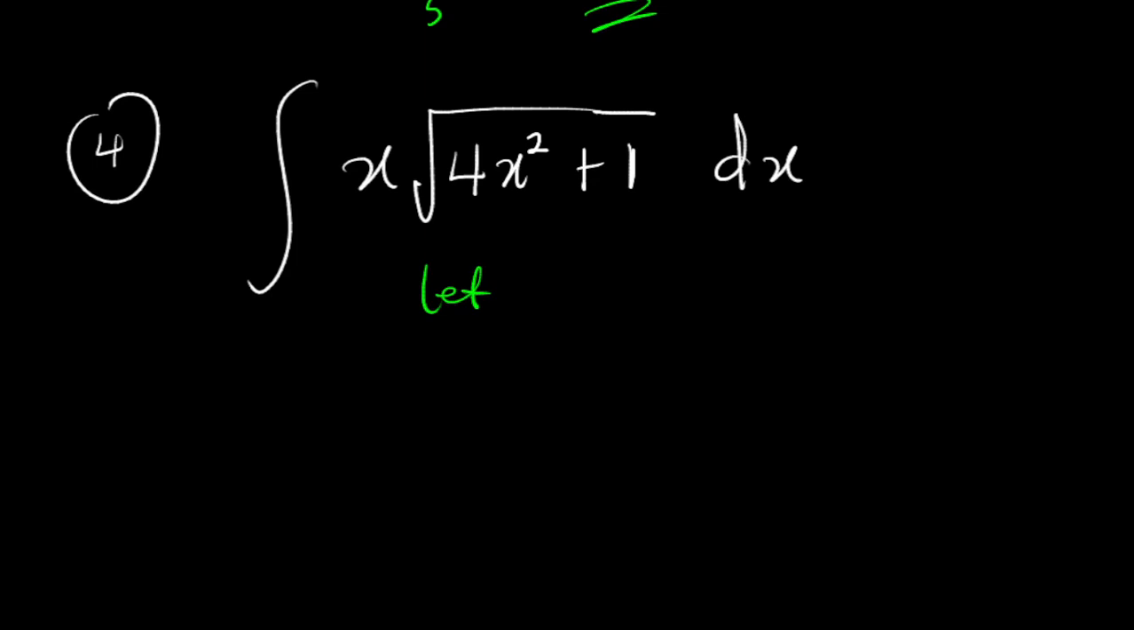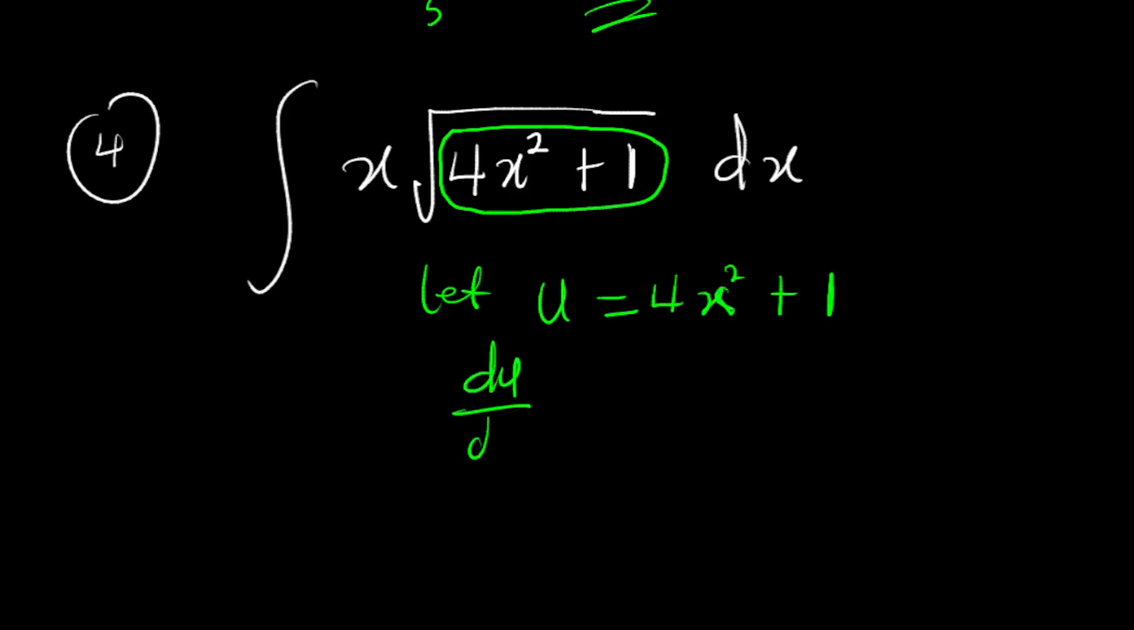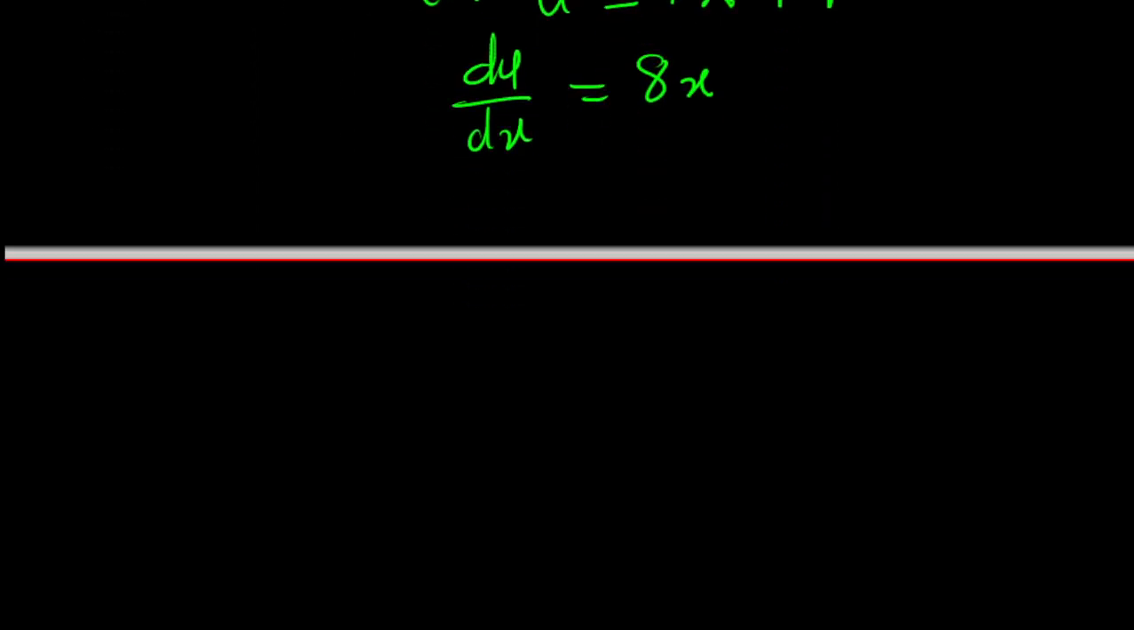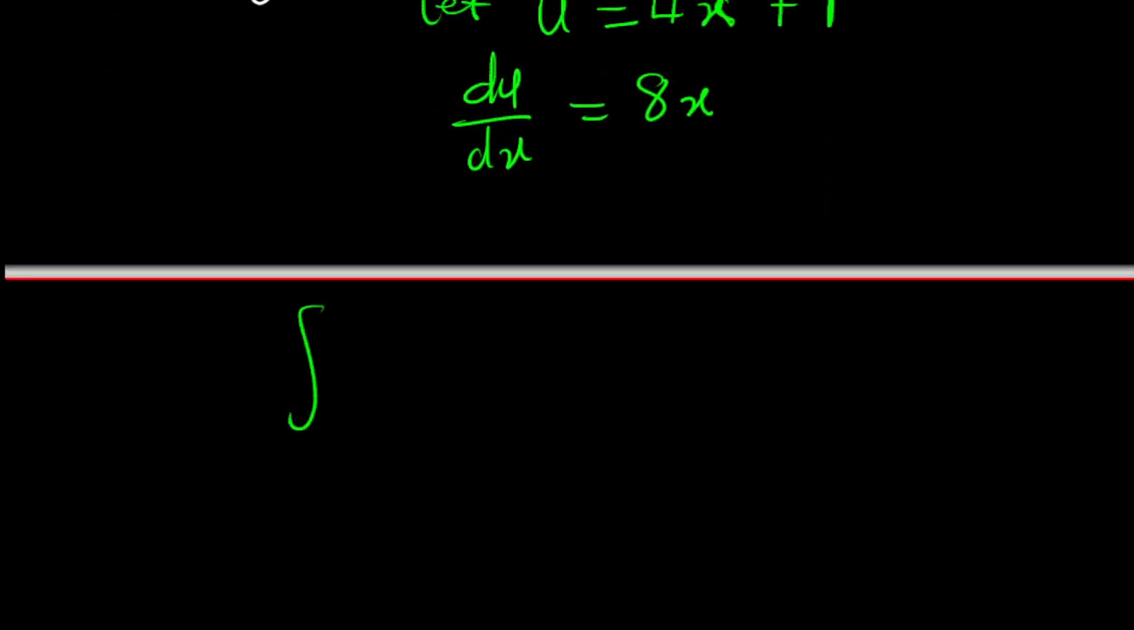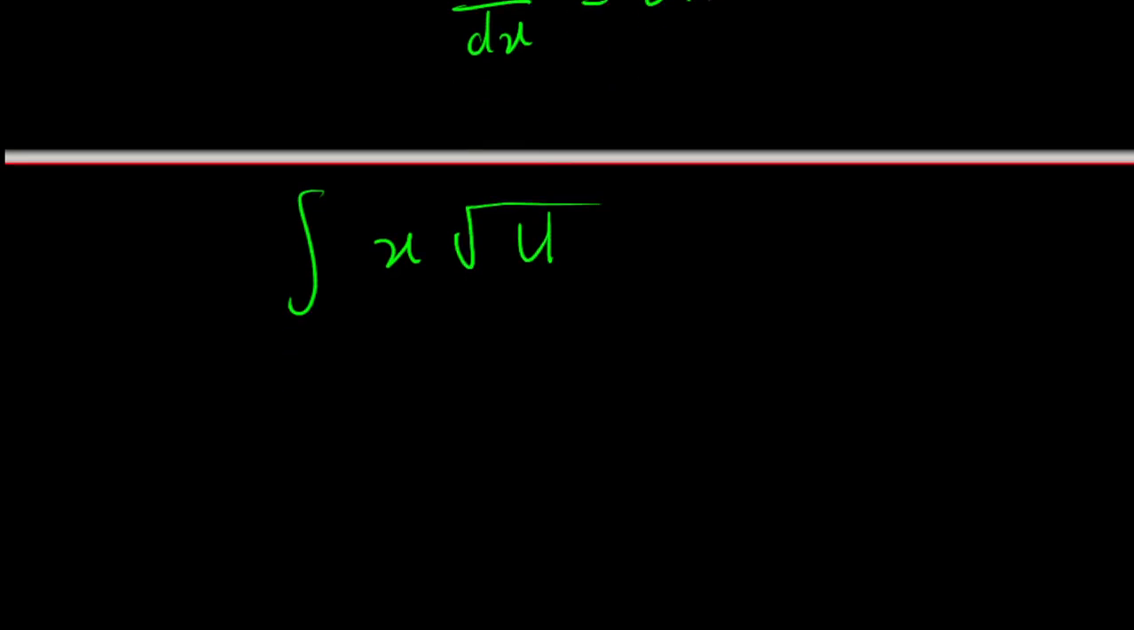So let u be equal to only what we have inside here, 4x² + 1. And if you do du/dx, we are going to have 8x. Now let's go back to the question. x is outside. We have represented 4x² + 1 as u.